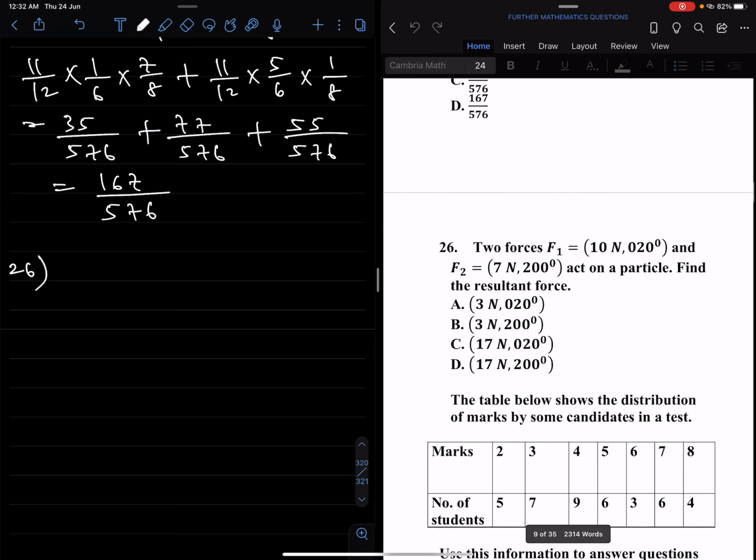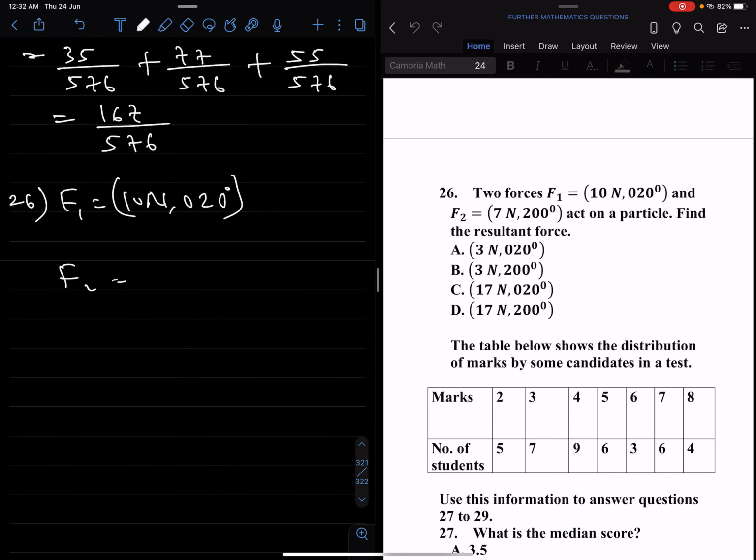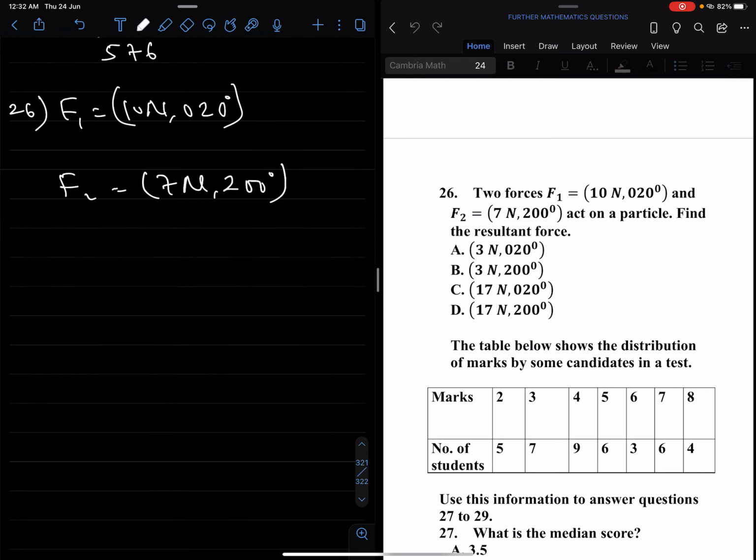Two forces, F1 equals 10 newtons at 20 degrees, and F2 equals 7 newtons at 200 degrees, act on a particle. Find the resultant force. Okay, the options show that the resultant is given in magnitude and direction form.